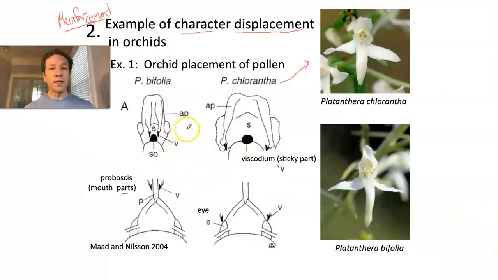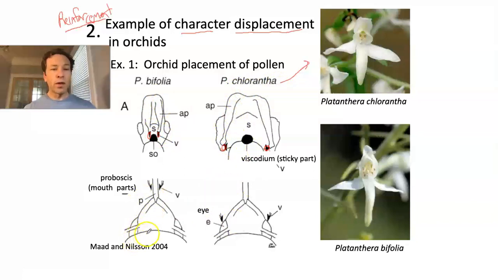And in this example, there's a difference in the width of the sticky parts on the pollen. So the floral structure is not identical to Asclepiadaceae, but it's similar in that there are big sacs of sticky pollen that adhere to pollinators. And then the sticky part, the viscidium, is in this case labeled here and here. So you can see that the sticky parts are more narrowly spaced in bifolia and more widely spaced in chlorantha.